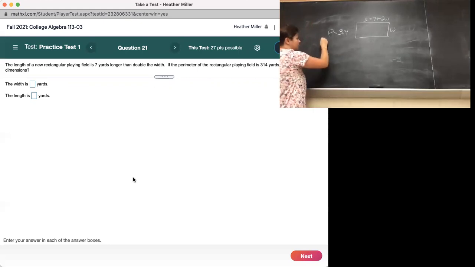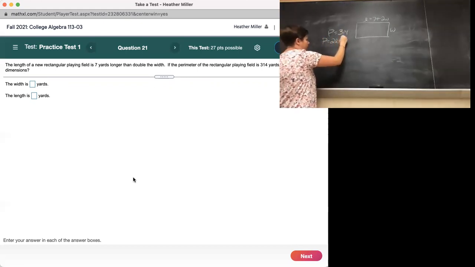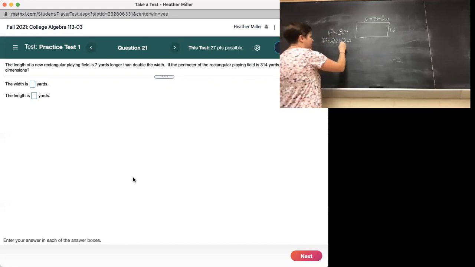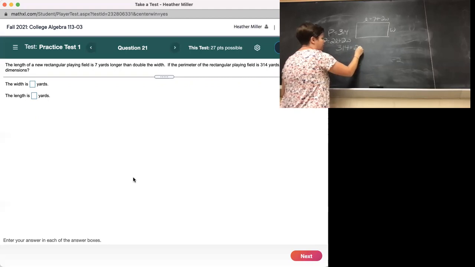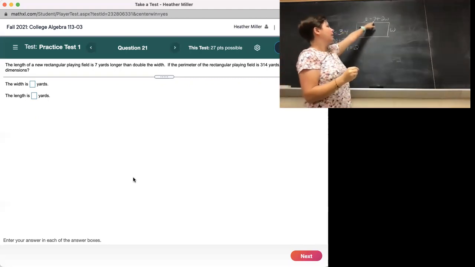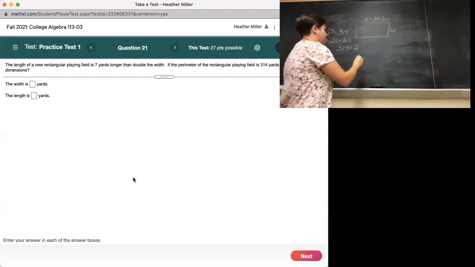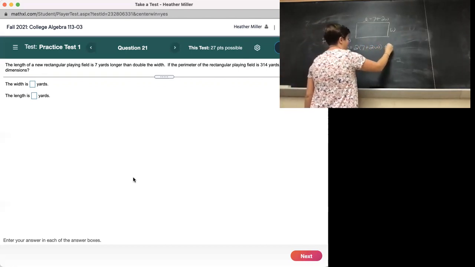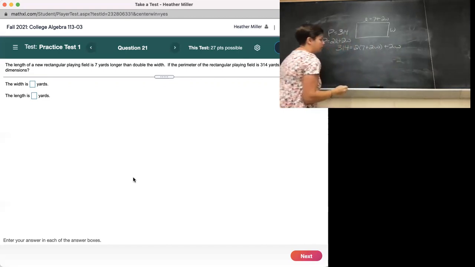So you have to remember that perimeter of a rectangular shape is 2 length plus 2 width. Once you know that, we can plug in the values that we do know. So we know that it was 314 for our P. We know 2, and then we need times our L. Well, our L is 7 plus the 2W. So I'm going to write that instead of L. And then I still have my 2 widths on the end.